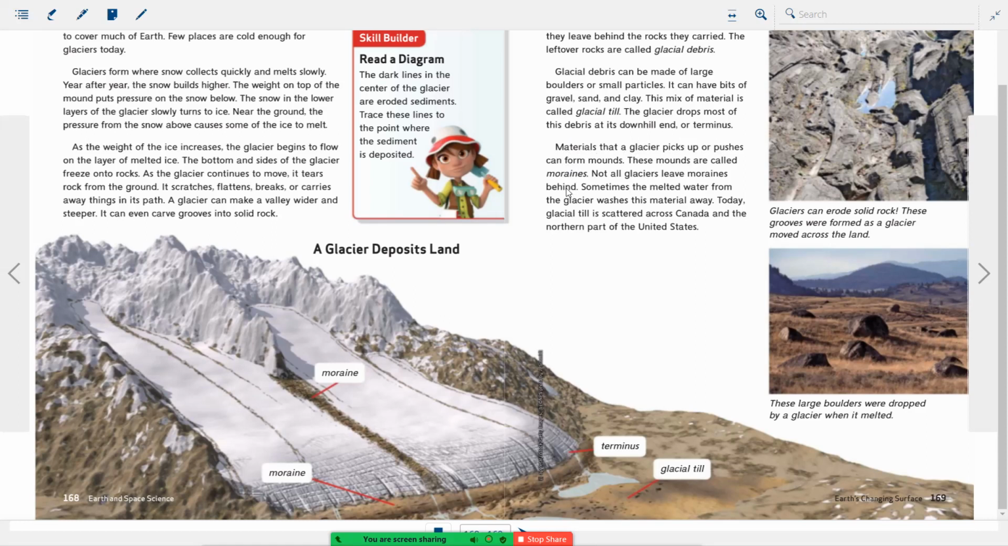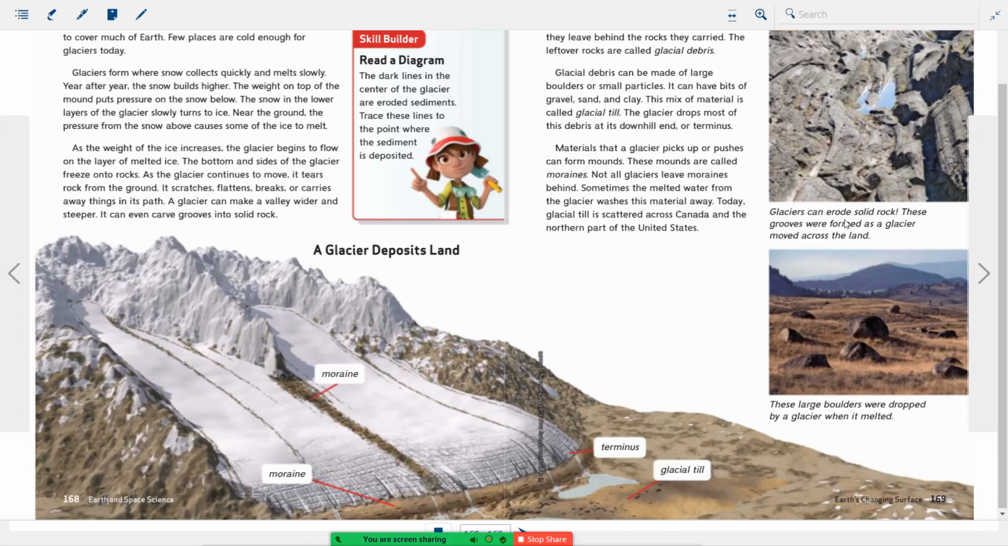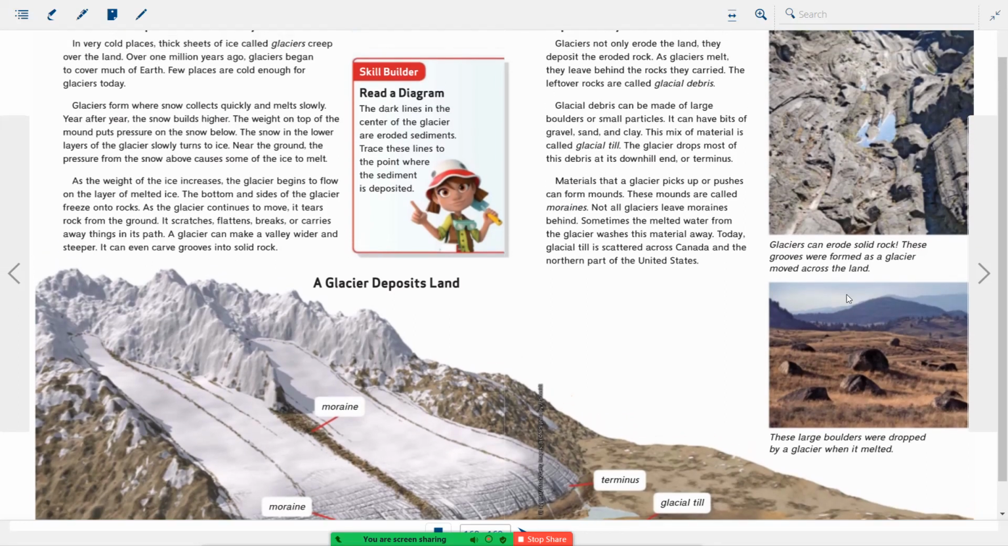Not all glaciers leave moraines behind. Sometimes the melted water from the glacier washes the material away. Today, glacial till is scattered across Canada and the northern parts of the United States. Glaciers can erode solid rock. These grooves were formed as the glacier moved across the land. These large boulders were dropped by a glacier when it melted.